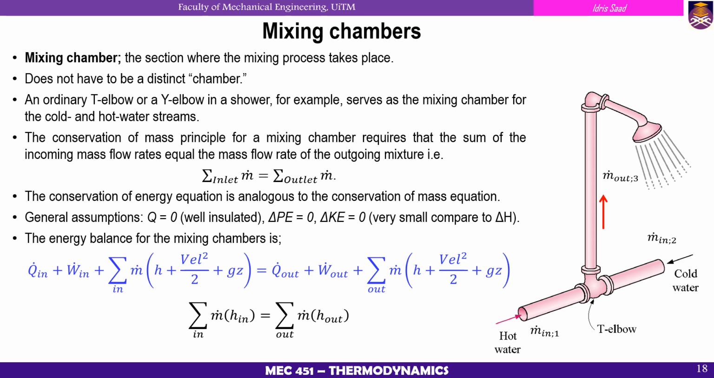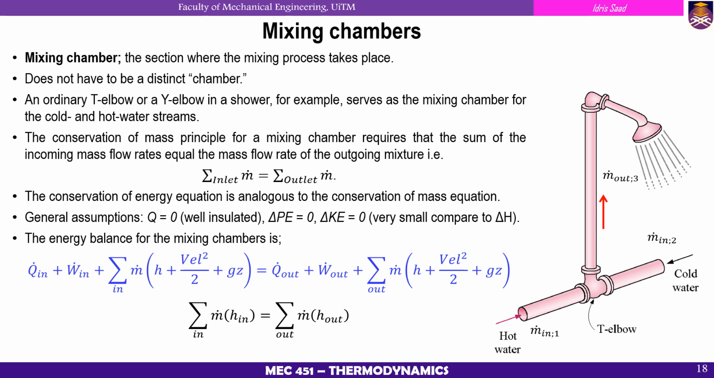The next engineering device under the category of the steady flow process is the mixing chamber. By definition, the mixing chamber is any section where the mixing process takes place. It does not have to be a distinct chamber. An ordinary T elbow or a Y elbow in our shower room, for example, serves as the mixing chamber for the cool and hot water streams perfectly.